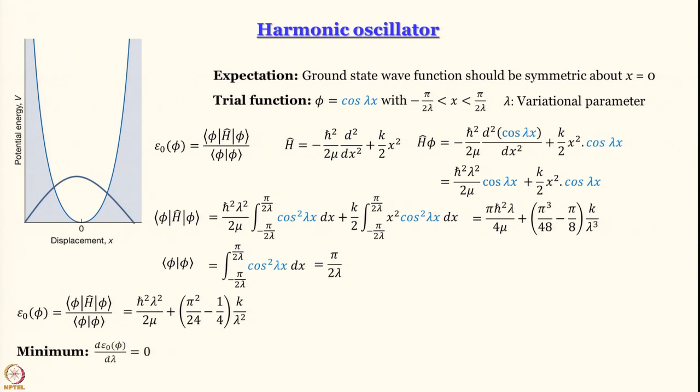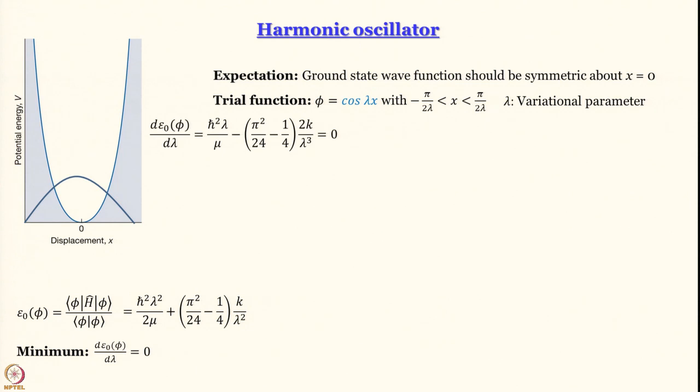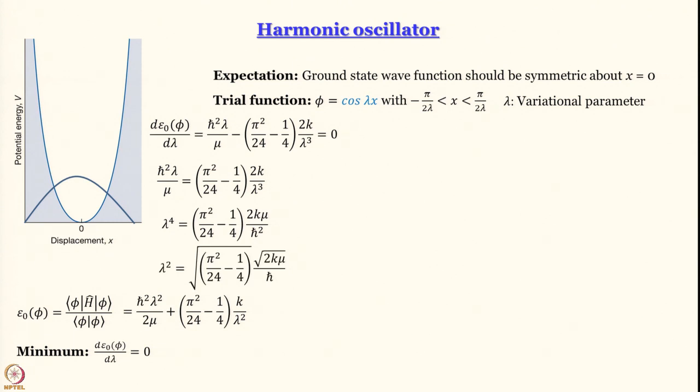Now, to find the minimum of it, we differentiate it with respect to lambda and equate it to 0. This is the derivative with respect to lambda. H cross square lambda by mu, because I have differentiated lambda square, so 2 has come out. 2 in the numerator, 2 in the denominator would cancel, you are left with h cross square by mu multiplied by lambda minus, because I have lambda to the power minus 2 here. So, the differential of that will be minus 2 multiplied by this. Fine. So, this is what we get, and finally, when you work it out, you get an expression for lambda square.